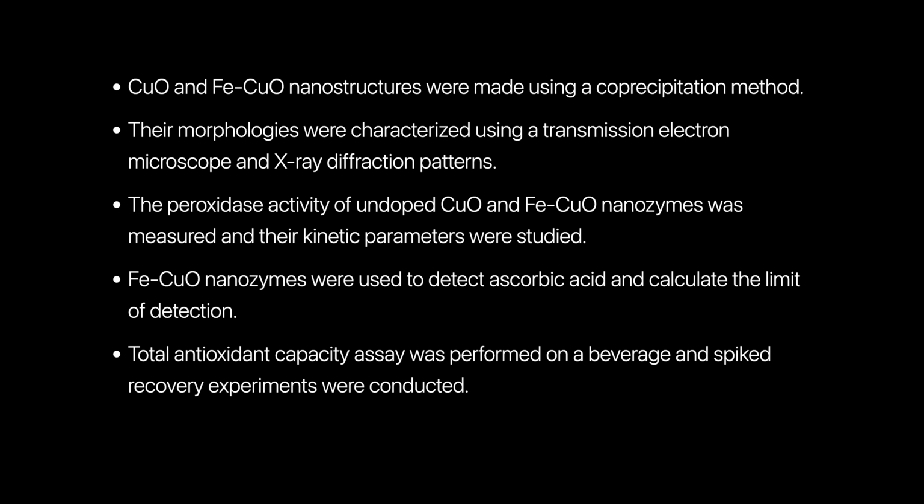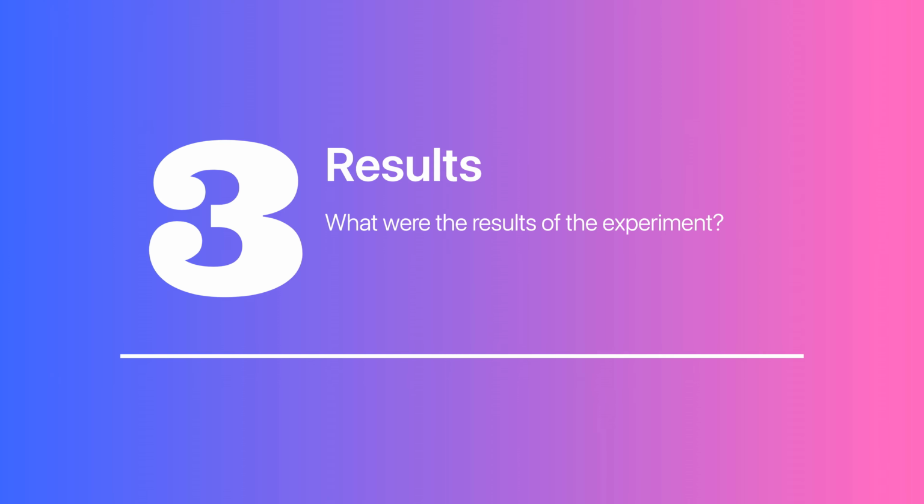They measured the peroxidase activity of undoped CuO and Fe-CuO nanozymes using the catalytic oxidation of TMB with hydrogen peroxide and studied their kinetic parameters using the Michaelis-Menten equation and its Lineweaver-Burk double reciprocal representation. They also detected ascorbic acid using Fe-CuO nanozymes and calculated the limit of detection. Finally, they performed a total antioxidant capacity assay on a commercial beverage and conducted spiked recovery experiments to calculate the recovery. All chemicals used were of analytical grade and ultra-pure water was used in the experiment.